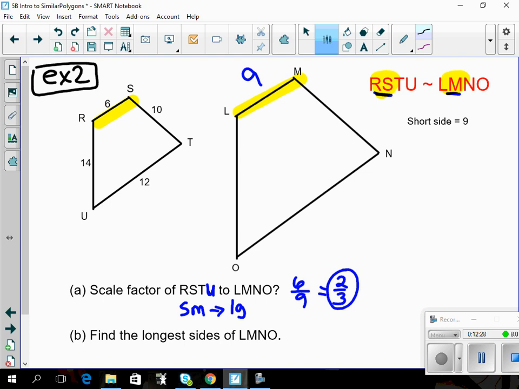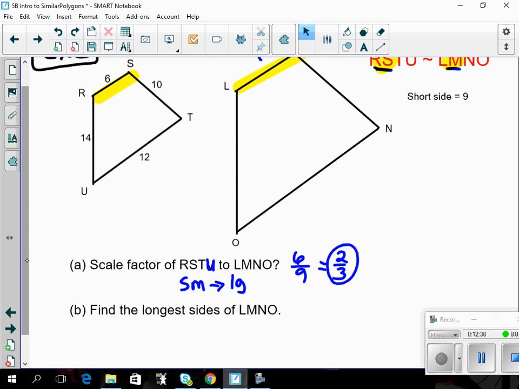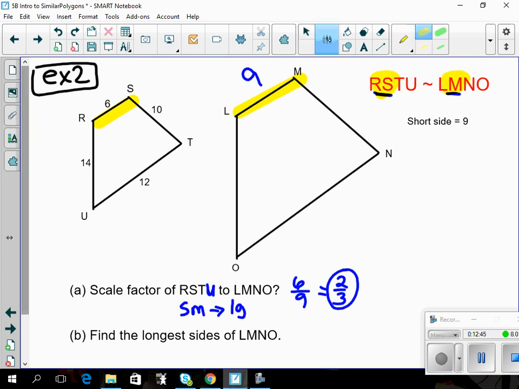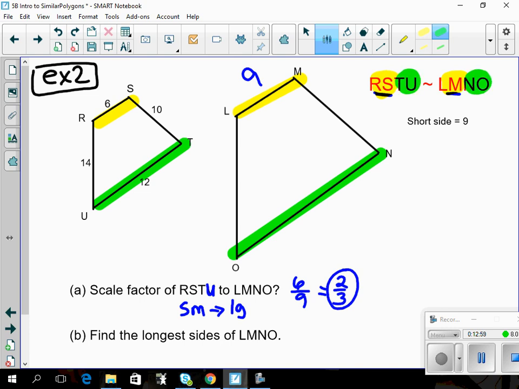All right. Now let's go ahead and find the longest side of LMNO. That's the question at hand now. The longest side of LMNO. Which side corresponds to it on the other one? UT. Very good. So the green sides, and we can double check here that UT and ON are the longest sides, right, according to the statement.